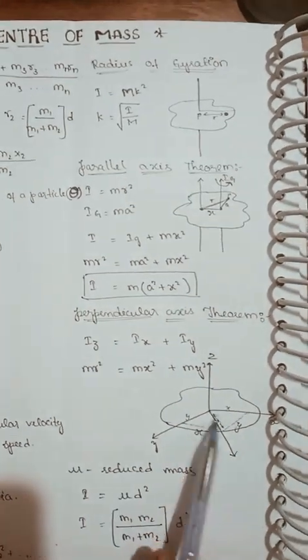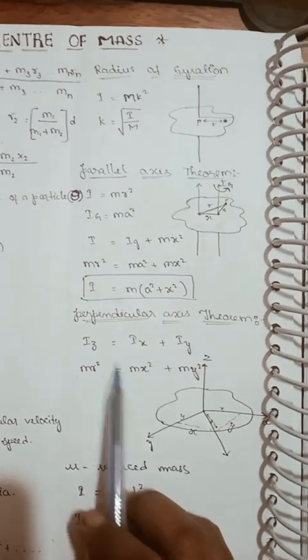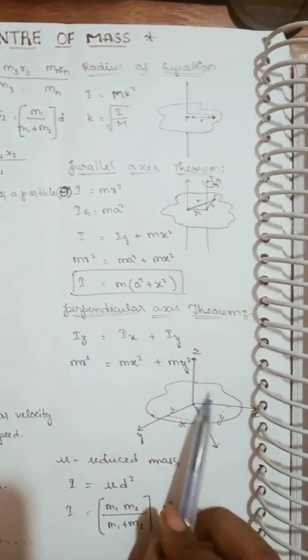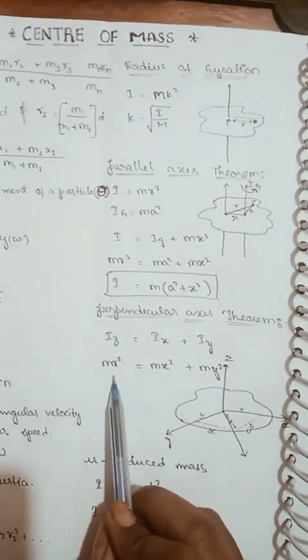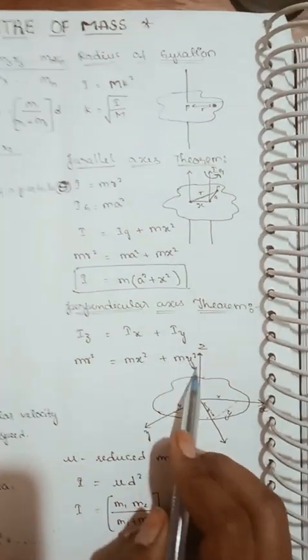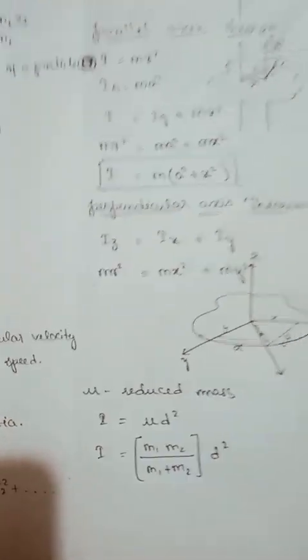In this, all the axes are perpendicular to each other, where the angle between them is 90 degrees. So Iz is equal to Ix plus Iy, the x and y axes. So Iz is Mr squared, which is equal to Mx squared, the distance of the x axis, plus My squared, the distance of the y axis. And there is a small topic here we need to discuss.